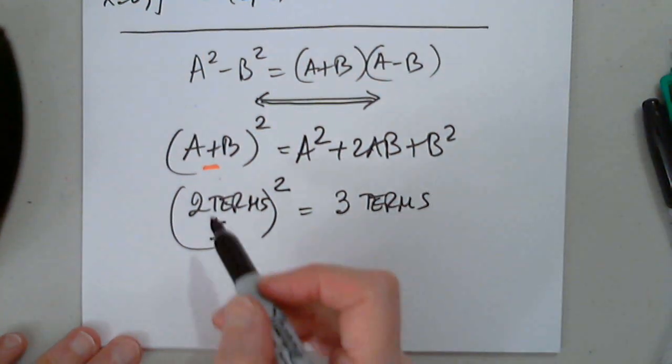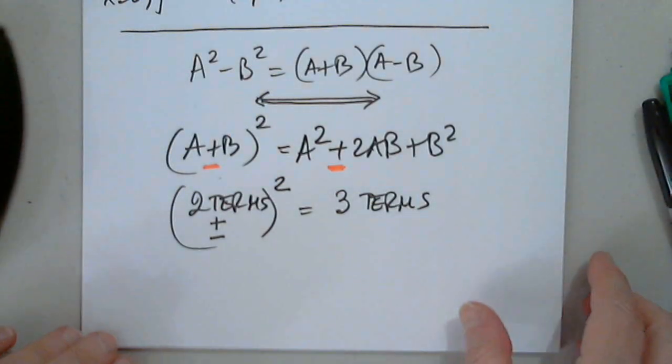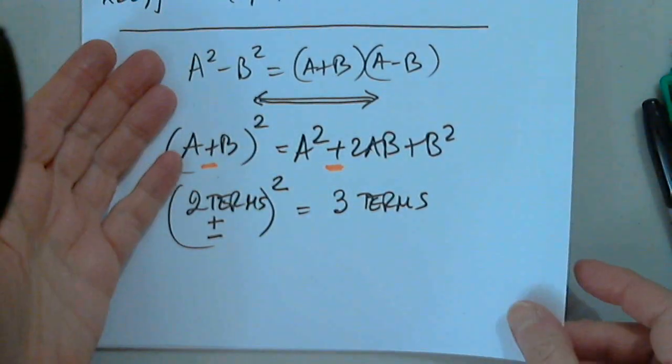Always. And of course, if I have minus here, the only change is here. So please remember this. And now I would like us to look at compound interest. So any questions on this?